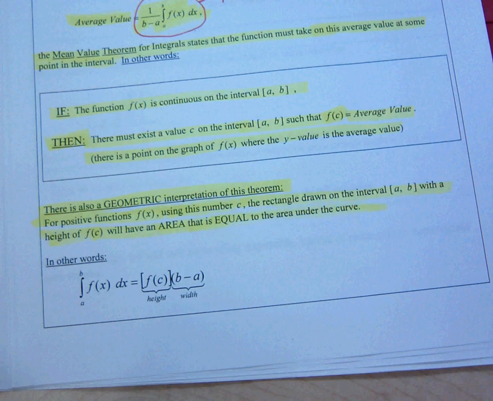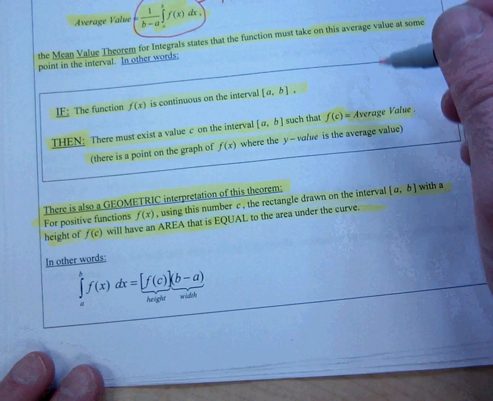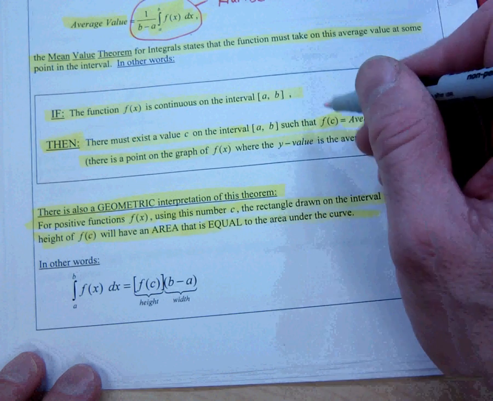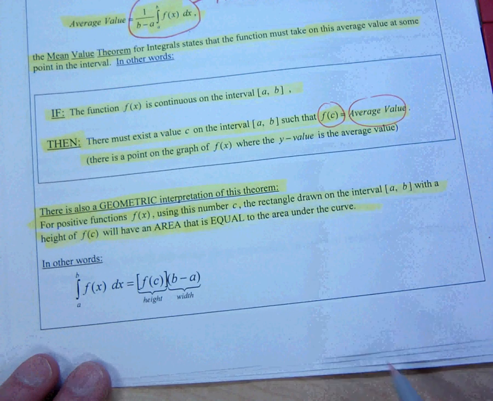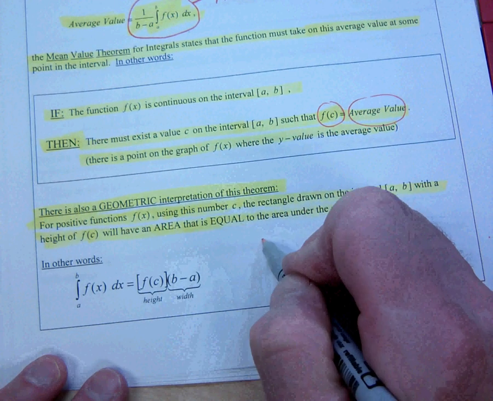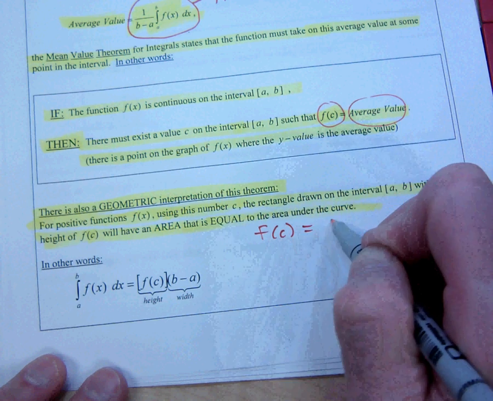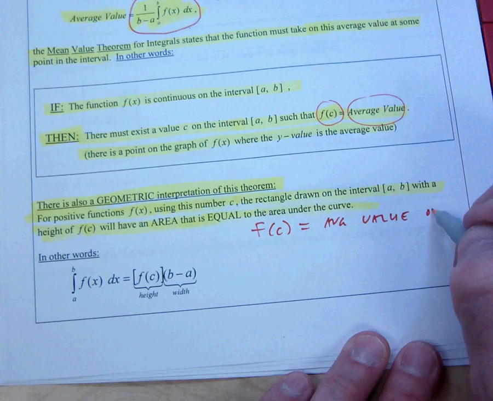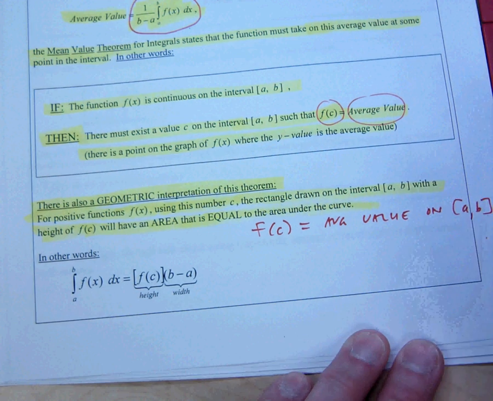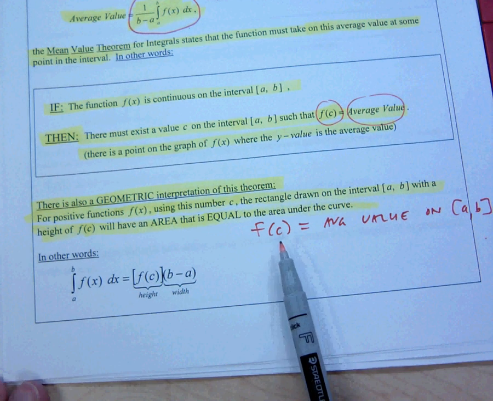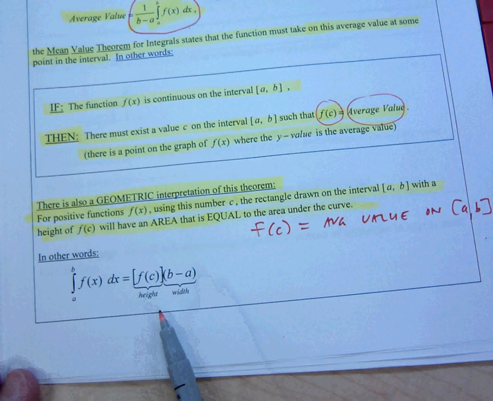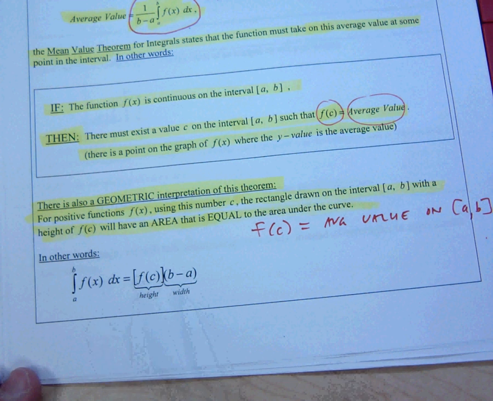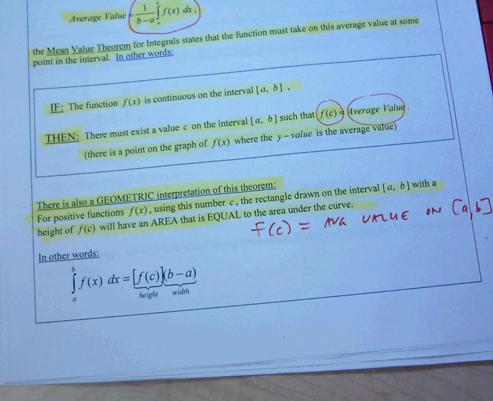First thing I've got to make sure you understand is that f of c is the what? The average value. That's one thing you've got to note here. f of c equals the average value on the whole interval. Once you have that average value, and I showed you how to find it a minute ago, use that as the height of the rectangle, and then the width will just be the length from a to b.